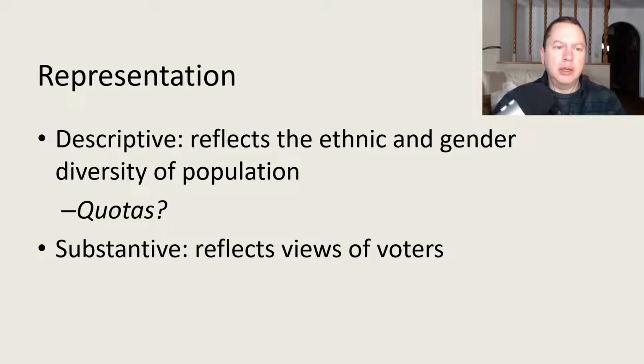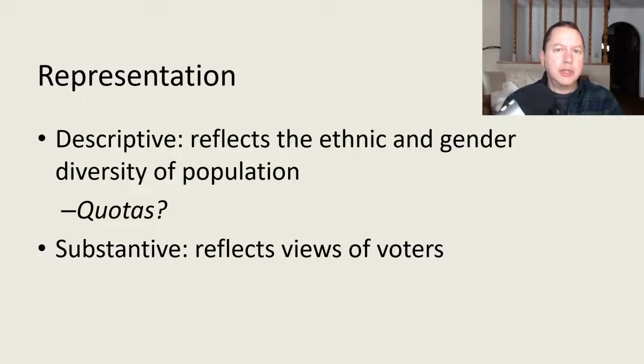Representation. There are two views of representation, and they can overlap. There's descriptive representation, where the persons elected reflect the ethnic and gender diversity of the population. So, for example, if African Americans are around 15% of the population, you would expect about 15% of the members of Congress to be African American.